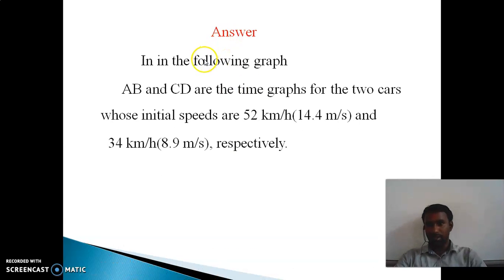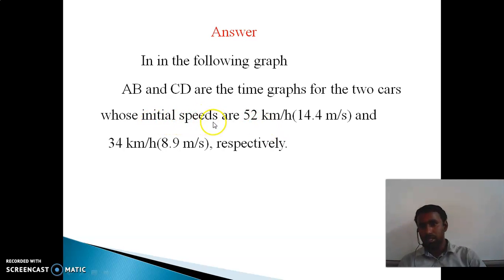Okay, the answer. In the following graph, AB and CD are the speed-time graphs for two cars. You just take the question in your book, question number 5, and see the graph. On the y-axis we have taken speed and on the x-axis we have taken time. Just take a graph paper and then we can solve easily.